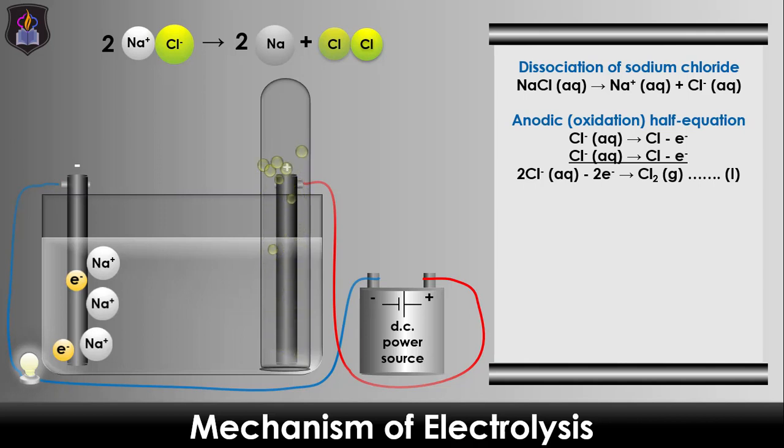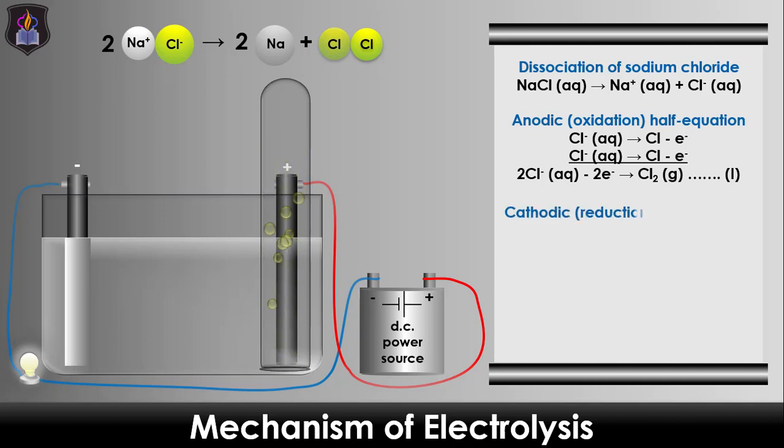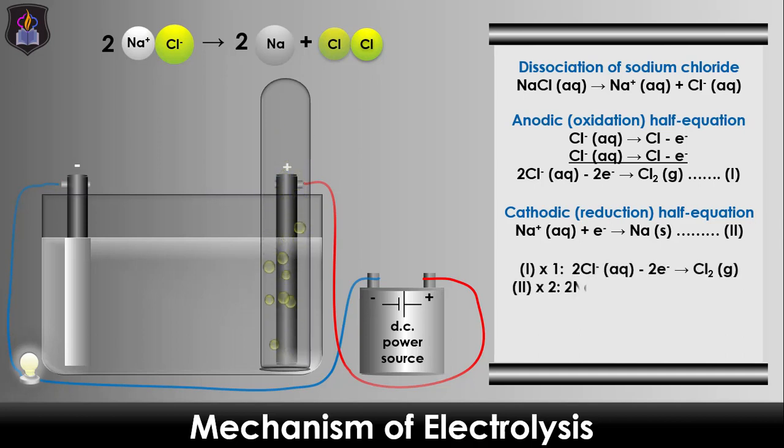At the cathode, the sodium ions undergo reduction by gaining the electrons to become deposited as sodium metal, according to the cathodic half equation. In order to balance the number of moles of electrons transferred, we multiply the anodic half equation by 1 and the cathodic half equation by 2, and then add the two equations and net off the number of moles of electrons lost and gained to obtain the overall reaction.